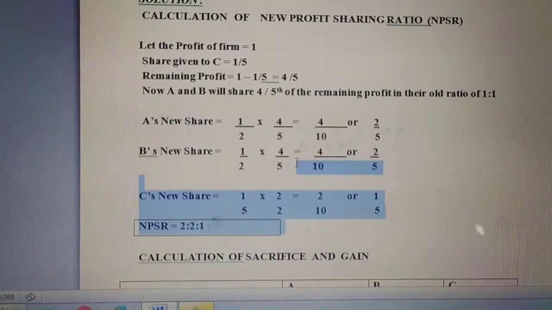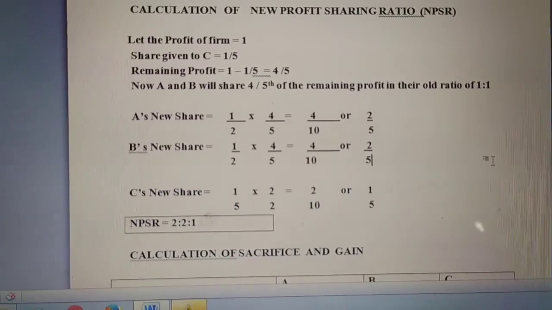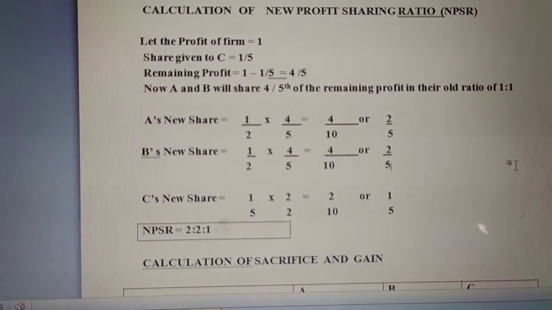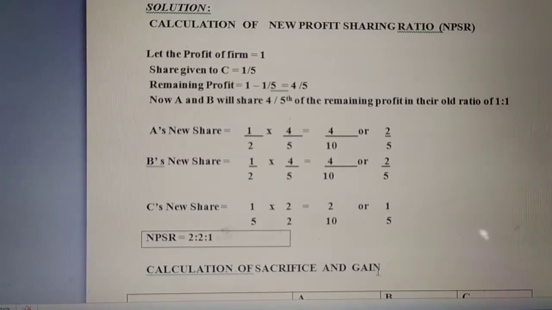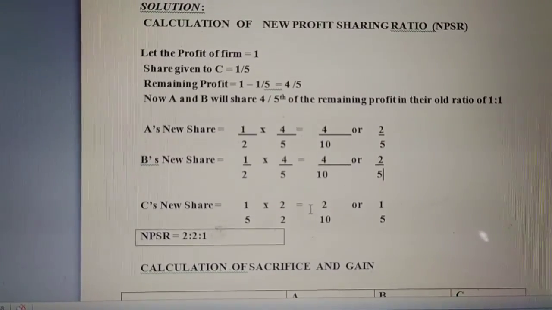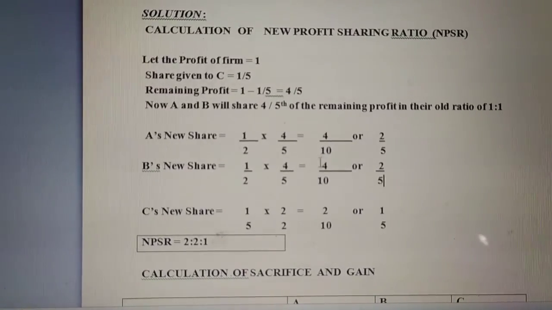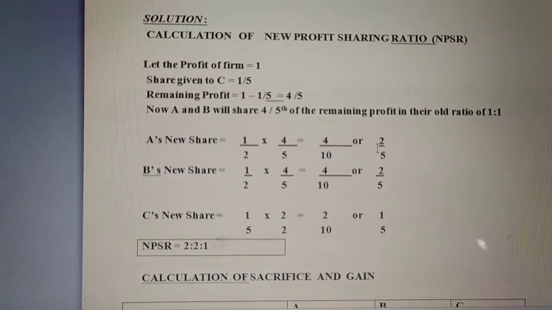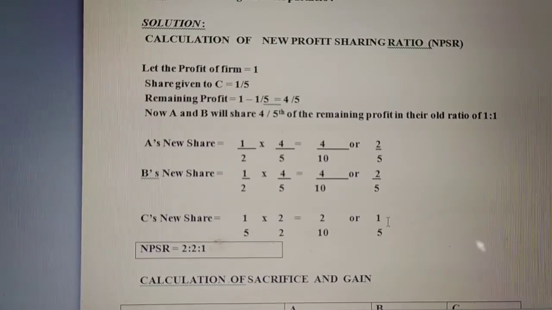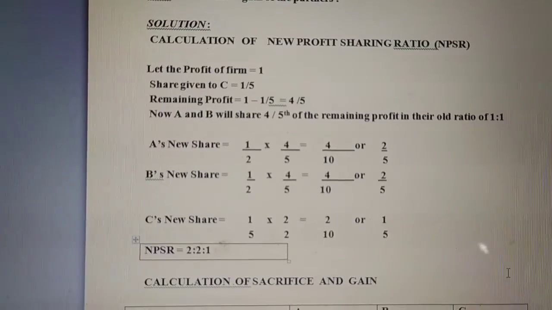So NPSR is clear: 4/10, 4/10, 2/10. We can simplify all these numbers. 4, 4 and 2, you can simplify these numbers. The HCF is 2, so you can divide all these numbers by 2. You will get here 2/5, 2/5 and 1/5. So the NPSR is 2:2:1.